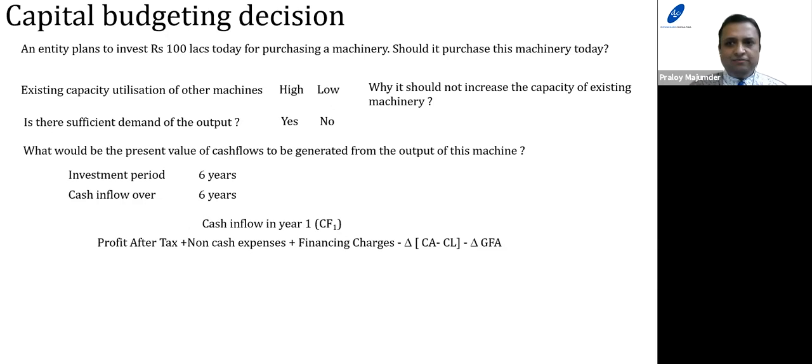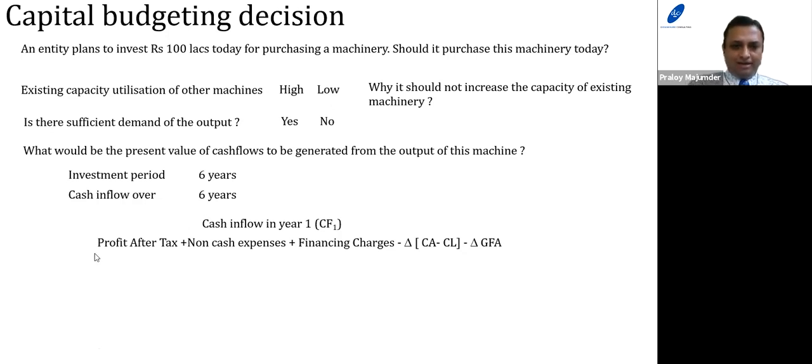which financing charges? Financing charges associated with this particular asset, minus delta current assets minus current liability, minus delta gross fixed assets. Now, delta current assets minus current liability is the accrual part, that is the amount of money blocked. And delta gross fixed assets is the routine capex. Routine capex means even if I take the asset, from that I have to carry out routine capex. So these would be deducted.